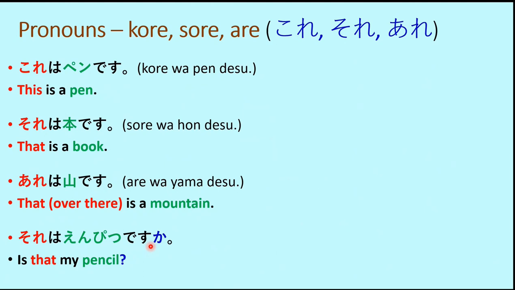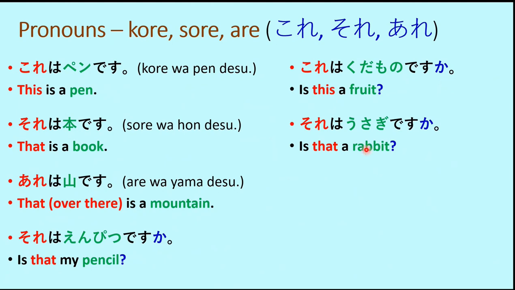So, sore wa enpitsu desu ka? Enpitsu means pencil. This we have done in the hiragana vocabulary lesson. So is that a pencil? Sore wa enpitsu desu ka? Is this a fruit? Kore wa kudamono desu ka? So try to match the colors here. Kore means this. Wa and this, it forms this is. Kudamono means fruit and ka is for this question mark. So is this a fruit? It will be said like this. Kore wa kudamono desu ka?